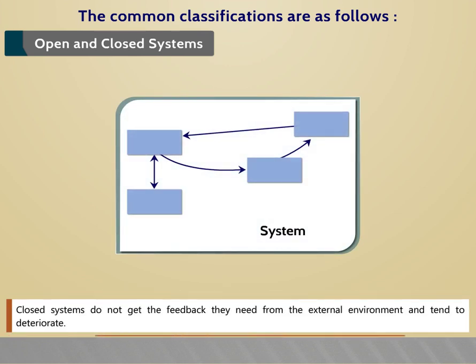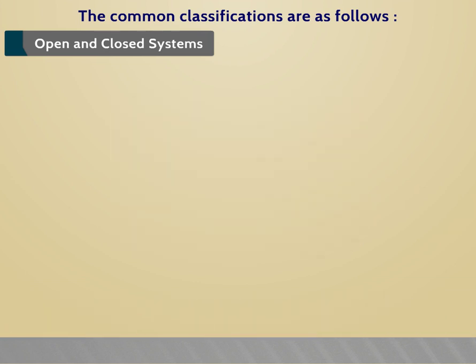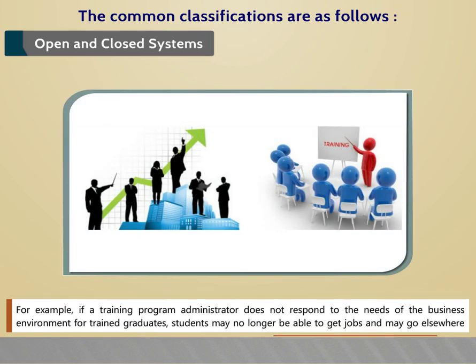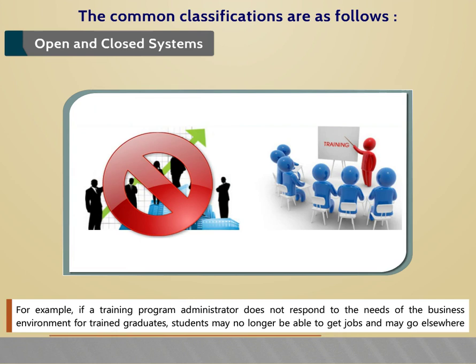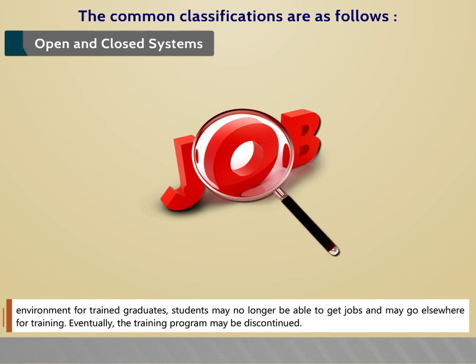Closed systems do not get the feedback they need from the external environment and tend to deteriorate. For example, if a training program administrator does not respond to the needs of the business environment for trained graduates, students may no longer be available to get jobs and may go elsewhere for training. Eventually, the training program may be discontinued.